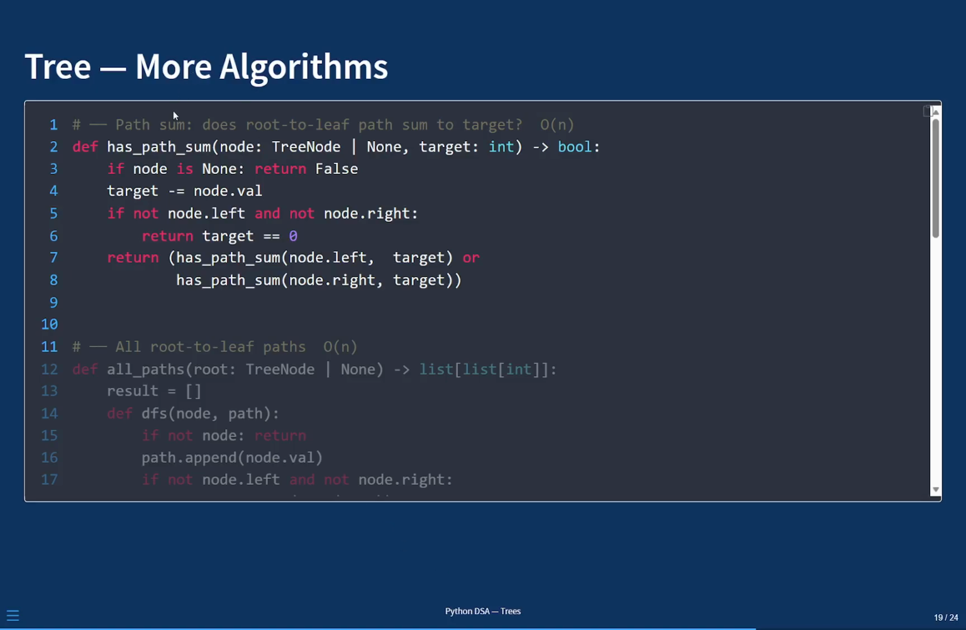Has path sum. Does any root-to-leaf path sum to the target? Recurse, subtracting the current node's value from the target. At a leaf, check if the remaining target equals 0. O(n), potentially visiting all paths.